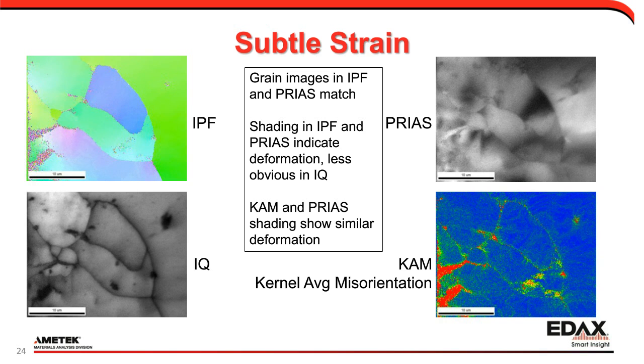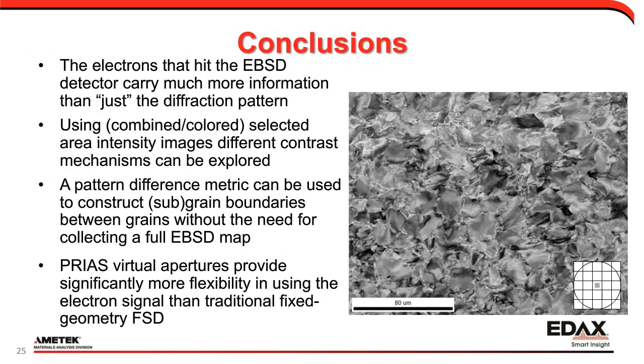Electron image contrast can arise from many sources, either expected but also unexpected. Different virtual apertures can isolate or remove unwanted contributions so that the correct contrast interpretation can be made. Pattern difference images provide a unique grain boundary image that hardware forescatter detectors cannot provide. PRIAS virtual apertures provide more flexibility to obtaining the correct contrast interpretation than simple hardware FSDs.